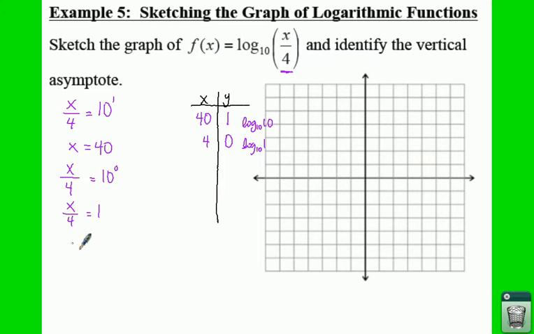Then say we want to set it equal to 10 to the negative 1. Well, that means we have x over 4 is equal to 1/10. So if we solve this by cross multiplication, 10x equals 4, x is going to be equal to 0.4. So we're going to plug in a 0.4.